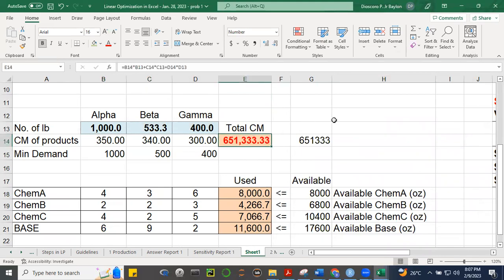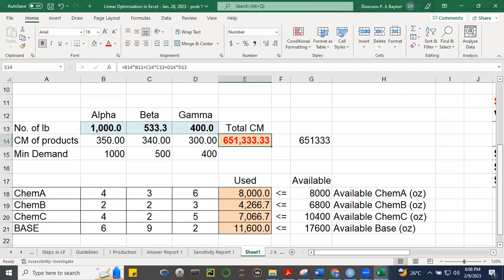And it will generate 651,333. You cannot have any other solution where the total contribution margin is greater than this. Pwedeng magkaroon ng iba pang solution, what we call alternative solution, instead of producing 1,533 and 400, pwedeng ibang quantities, pero dapat pareho lang din yung total contribution margin. Wala na tayong makikita na solution na higher than this total contribution margin. Okay, as I said, pwedeng may alternative solution in the sense that ibang units ng alpha, beta, gamma ang ipoproduce, pero the total contribution will be the same.